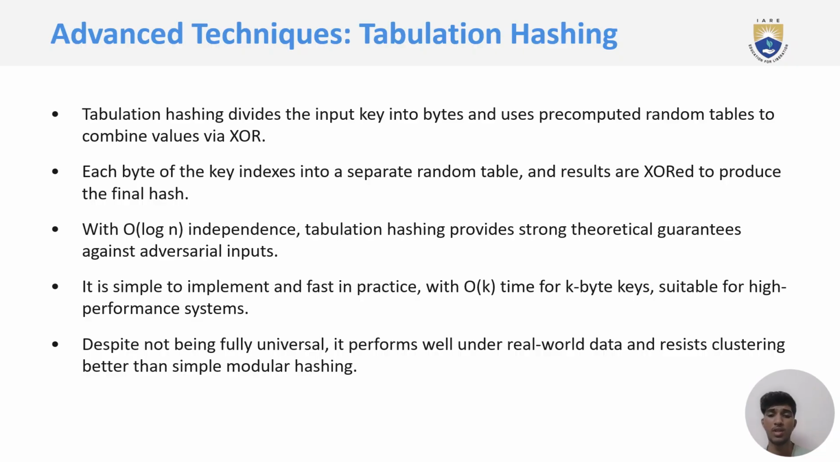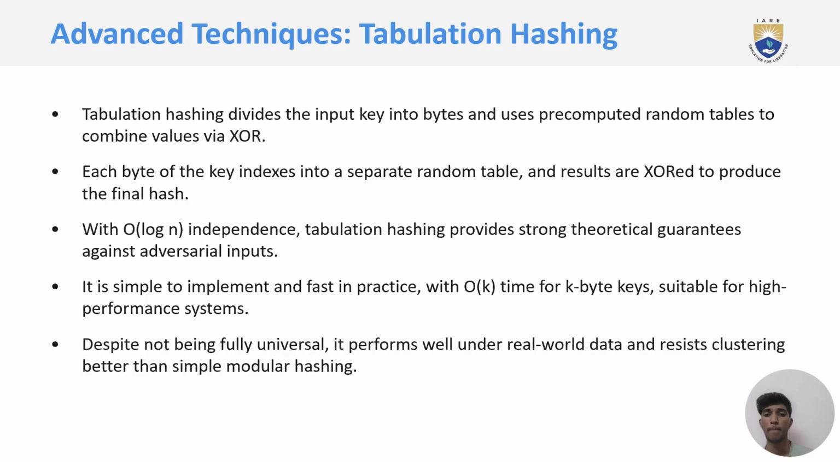Tabulation. Tabulation hashing is an advanced technique used to improve hash distribution. In this method, the input key is divided into smaller parts, usually bytes. Each part is used as an index in a pre-computed random table. The values from these tables are then combined using XOR operations. This technique provides strong randomness and reduces clustering. Tabulation hashing is simple to implement and performs well in many real-world systems.